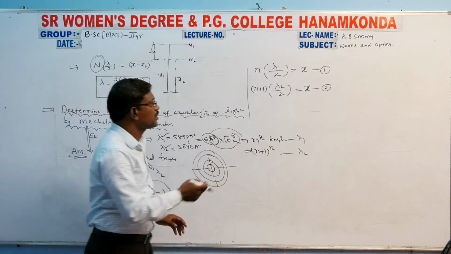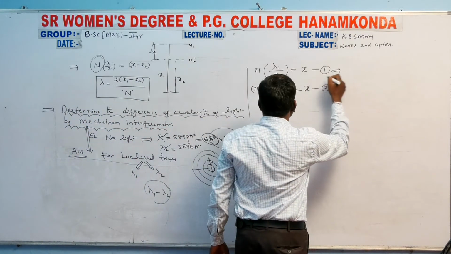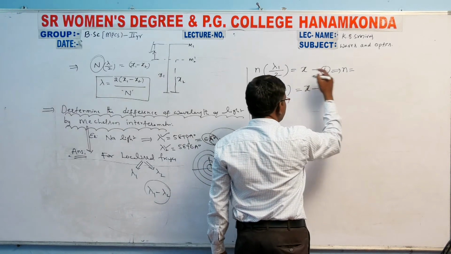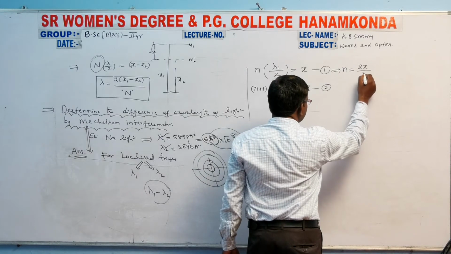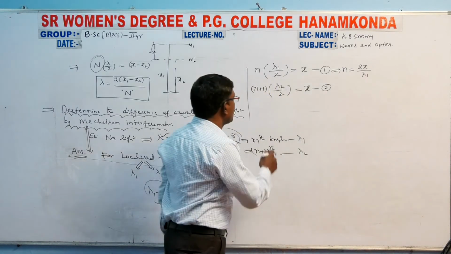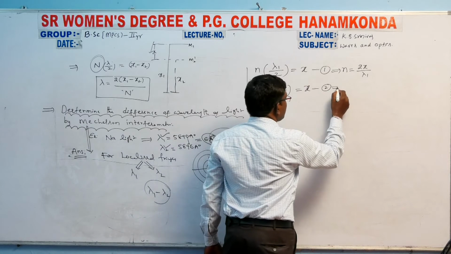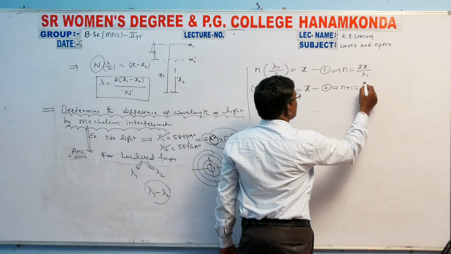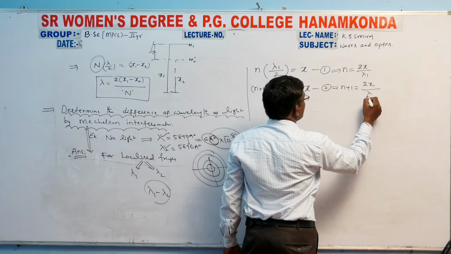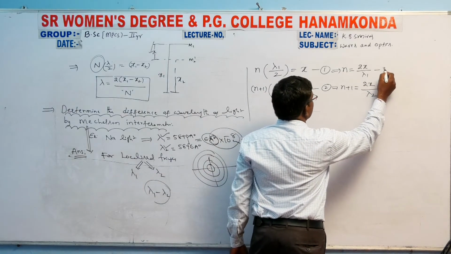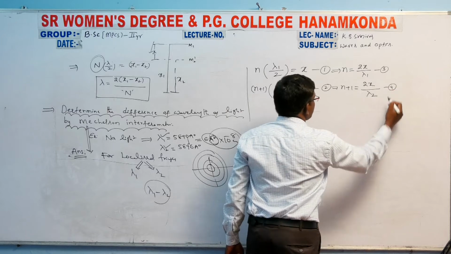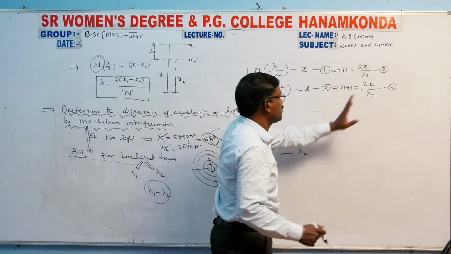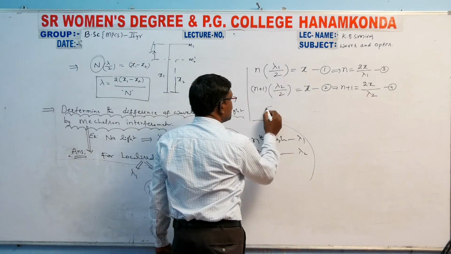Is that clear? From equation 1, here I want to calculate the n value. How do we calculate the n value? N is equal to, after cross multiplication, we get 2x by lambda 1. I want to calculate n plus 1 from equation 2. N plus 1 is equal to, on cross multiplication, 2x by lambda 2. Let this be equation number 3. Let this be equation number 4. Subtract equation 3 from equation 4. You will get the final expression.